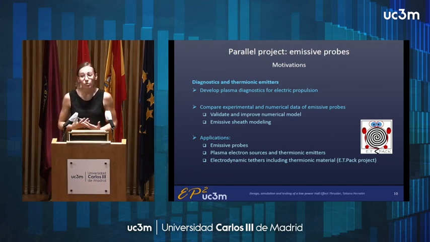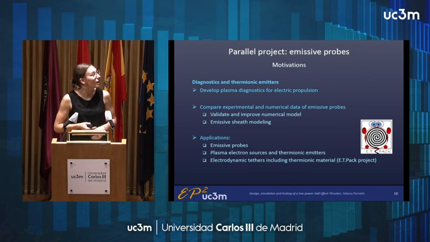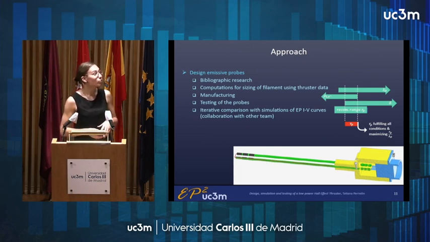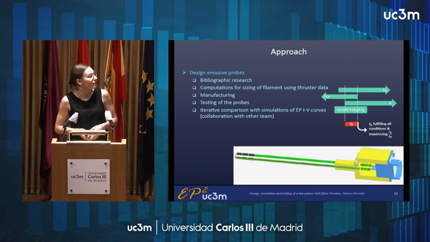And so it's related also to electrodynamic tethers that are going to use thermionic materials, which brings us to electron sources. So the same materials that are used in the hollow cathode, and potentially that we will use for the cathodeless thruster. The approach in this project, for my part, was to do bibliographic research, understand how to use and design emissive probes, dimension them for the conditions that are needed for the ETPAC group to compare to their simulation results. And then I manufactured them and tested the probes in a thruster.